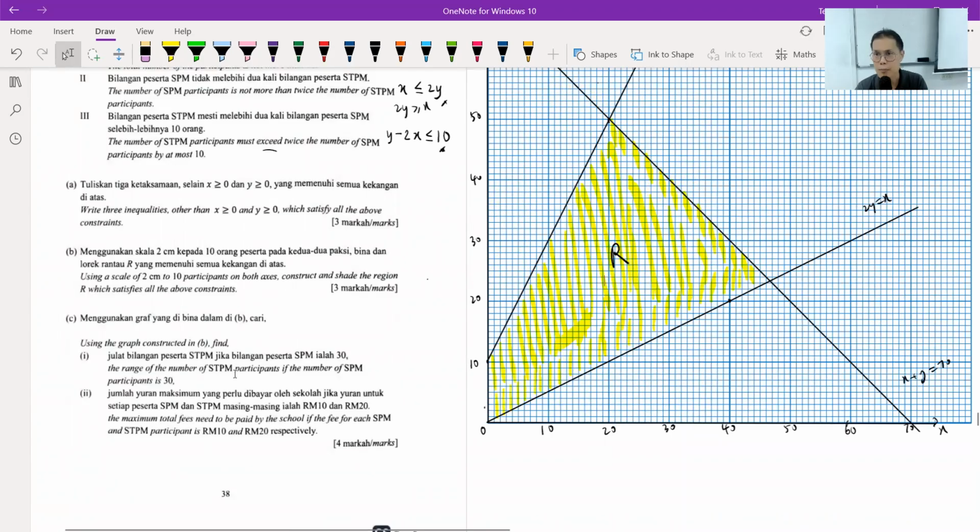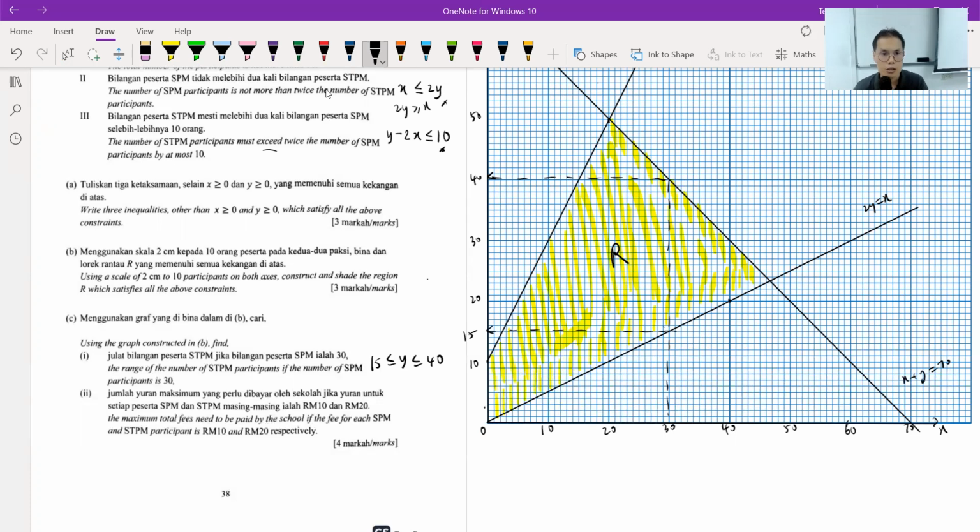Okay, next, part C: use your graph to find the range of the number of STPM students. But STPM is y. Yeah? If SPM is 30, if your x is 30, what's your y? So we draw a line. X is 30, find your y. When x is 30, your y should be, this one is 15. Right? It looks like 15 here. Okay, this is 15. And this is 40. Right? So we say that your y is between 15 and 40.